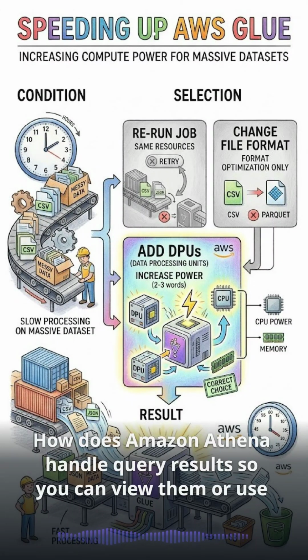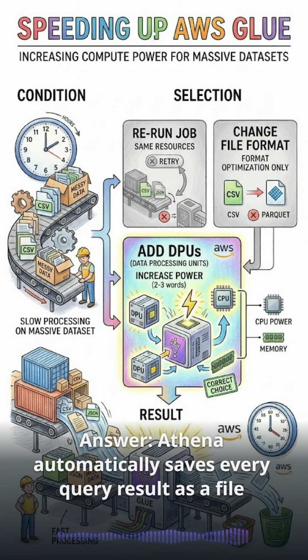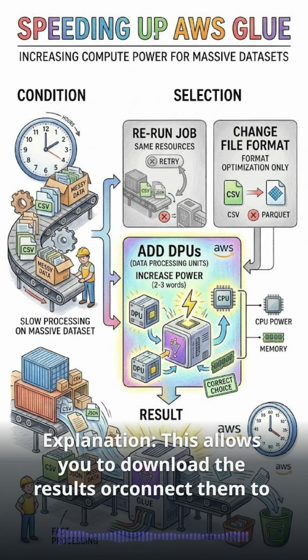33. How does Amazon Athena handle query results so you can view them or use them later? Athena automatically saves every query result as a file inside a specific Amazon S3 bucket you choose. This allows you to download the results or connect them to a business tool like Amazon QuickSight.